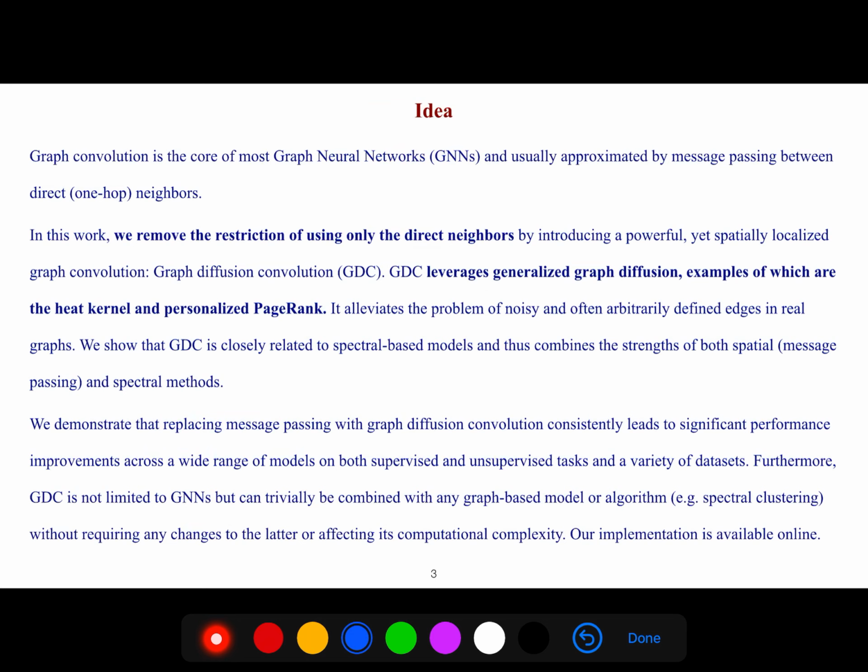Graph convolution is the core of most graph neural networks and is usually approximated by message passing between direct one-hop neighbors. In this work, we remove the restriction of using only the direct neighbors by introducing a powerful yet spatially localized graph convolution: graph diffusion convolution. Graph diffusion convolution leverages generalized graph diffusion, examples of which are the heat kernel and the personalized PageRank. It alleviates the problem of noisy and often arbitrarily defined edges in real graphs.